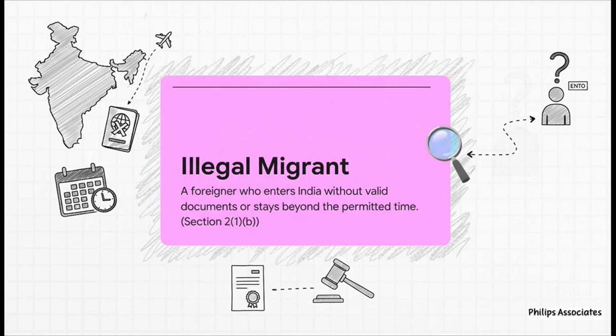Okay, next up is a term that carries a ton of legal weight: illegal migrant. The Act is super clear about this in Section 2. It's any foreigner who either enters the country without the right papers, like a visa or passport, or someone who stays longer than they're allowed to. You'll want to keep this definition in your back pocket, because as we're about to see, this status can be a major roadblock to ever getting citizenship.